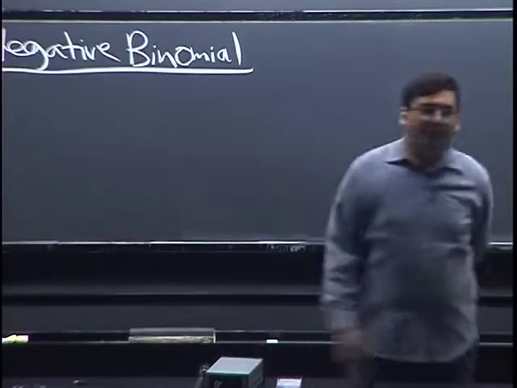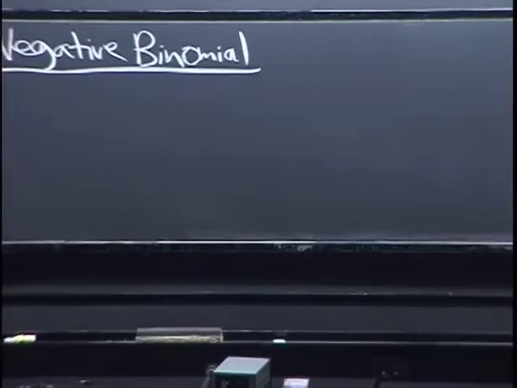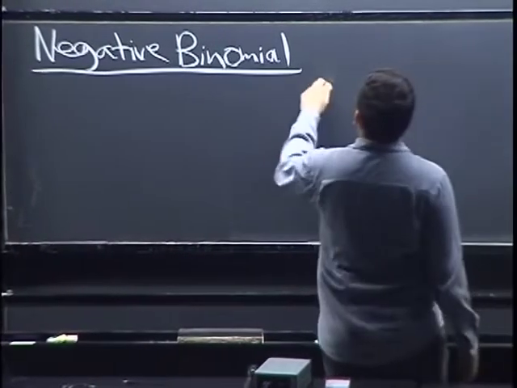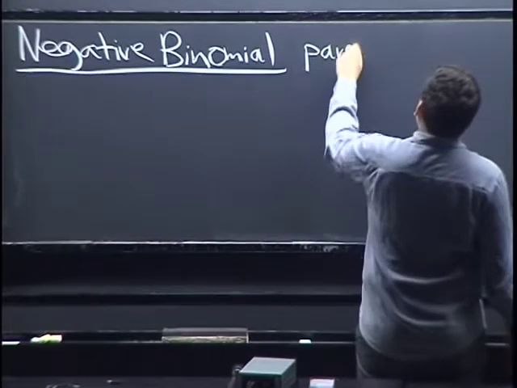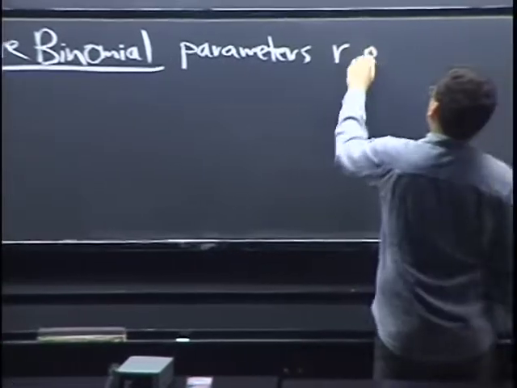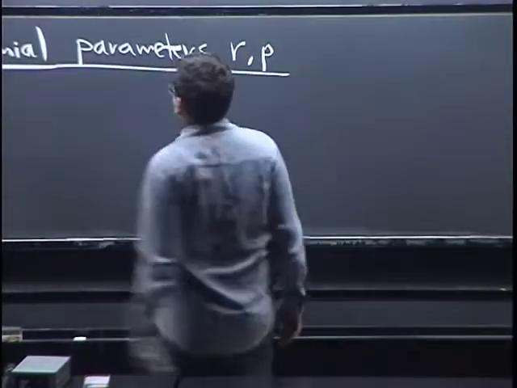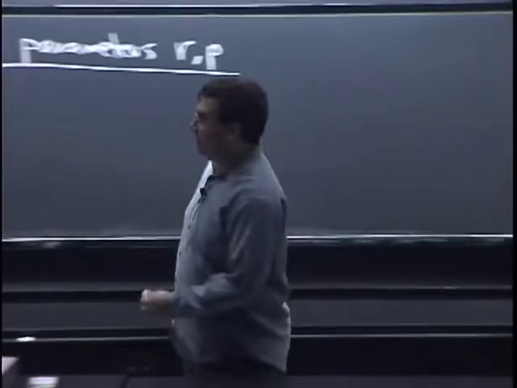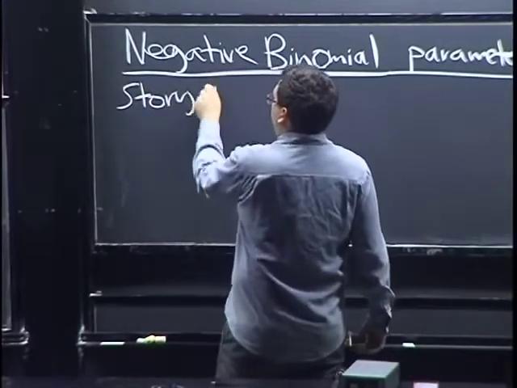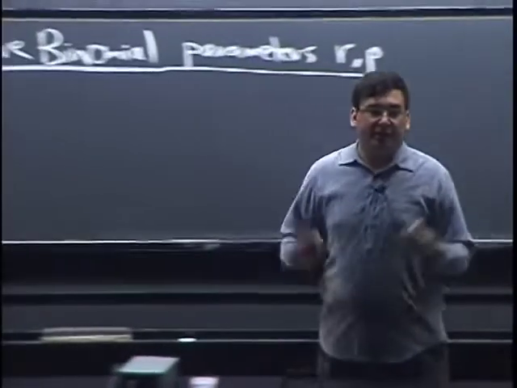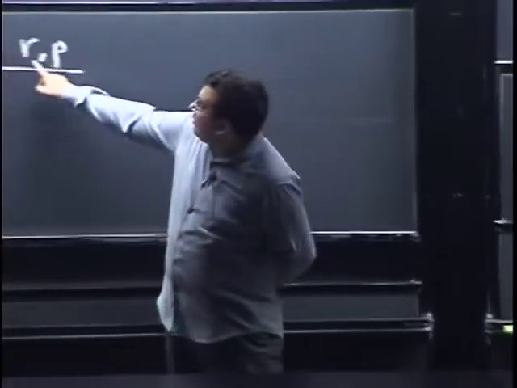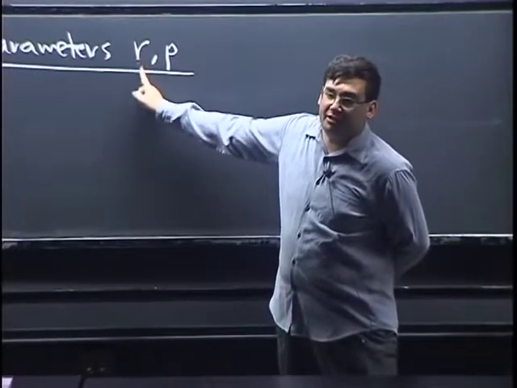Actually, the negative binomial is a generalization of the geometric distribution. So negative binomial has two parameters, R and P. And the story is that, remember with the geometric, we were doing Bernoulli trials over and over and over again until getting success for the first time, and then we counted the number of failures. This is the extension to the case where you want R successes.